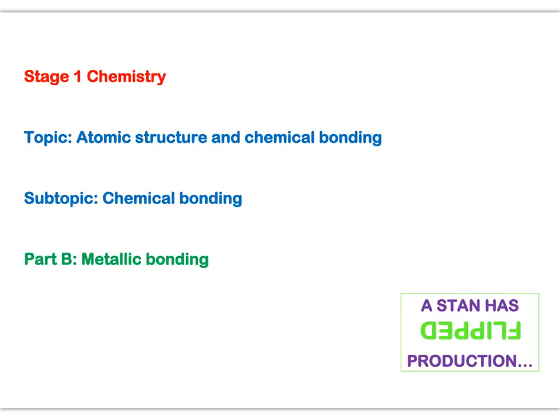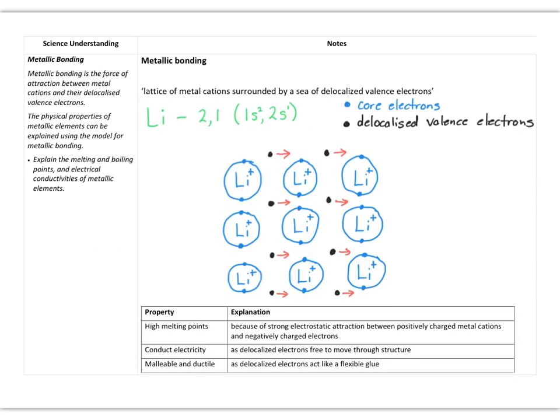So in part B of our chemical bonding series, we're going to look at metallic bonding. Metallic bonding is the bonding that exists between metal atoms in a metal. And the best way to think about this is it's a lattice of metal cations surrounded by a sea of delocalized valence electrons. So let me try and explain a little bit more what that means.